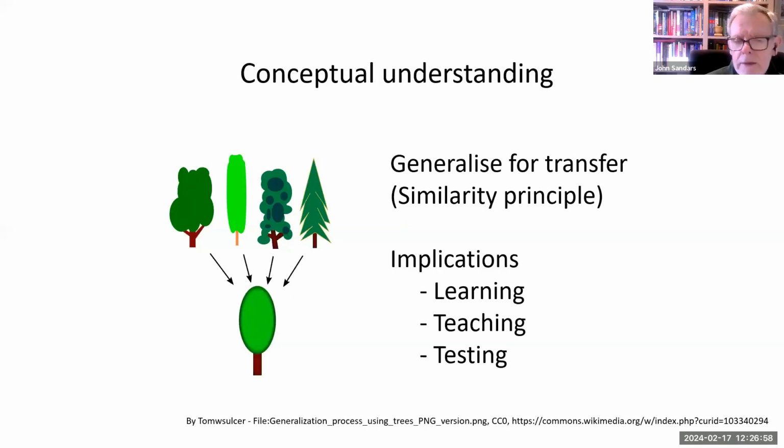And fundamentally, transfer requires some conceptual understanding. What is similar or different between aspects of a core concept? So there are core concepts like that green top and the brown stem, but then the conceptual understanding is that there are differences between the various trees and the similarities.